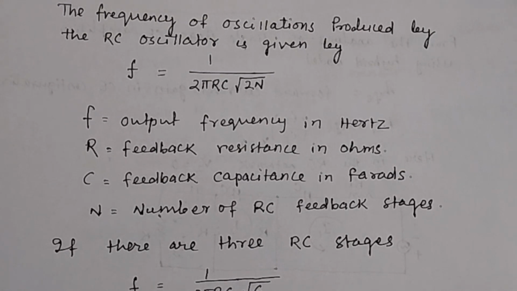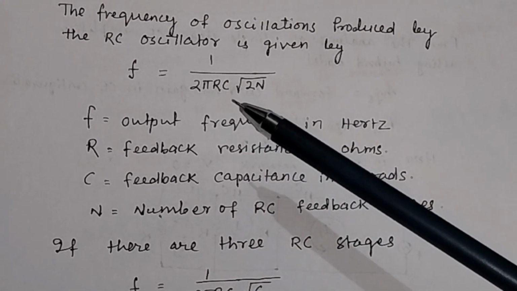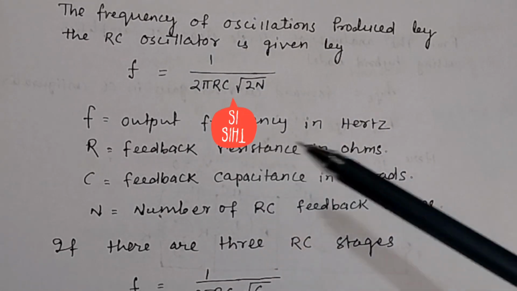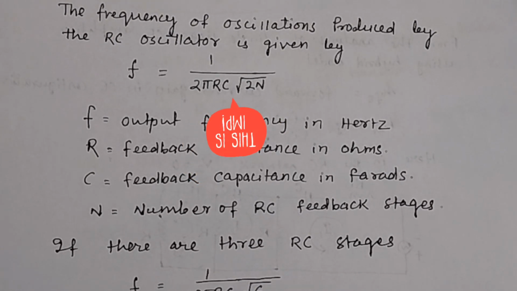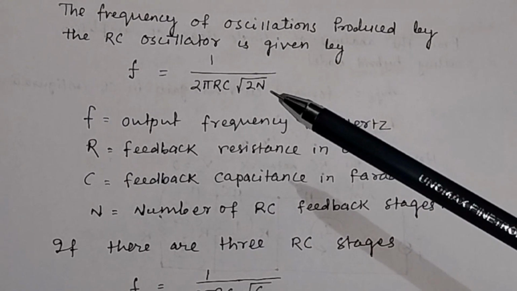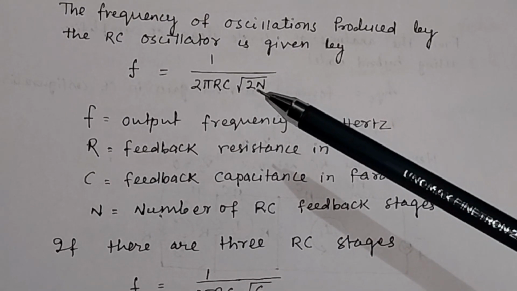the RC oscillator, or RC phase shift oscillator, and the frequency of oscillation is given by f equal to 1 by 2 pi RC square root of 2n. You should remember this formula, where f is the output frequency in hertz, R is the feedback resistance in ohm, C is the feedback capacitance in farad, and n is the number of RC feedback stages. If you take 3 RC feedback stages, then this will be 3 into 2, 6. So you will have root 6.